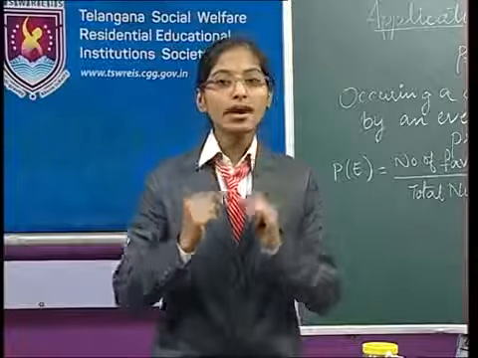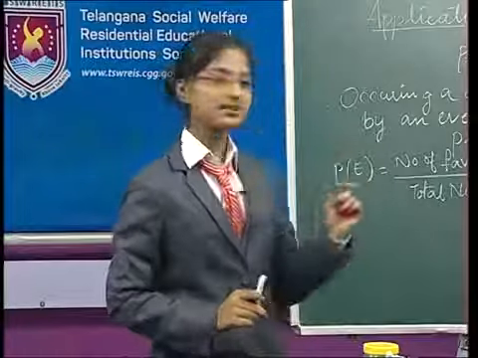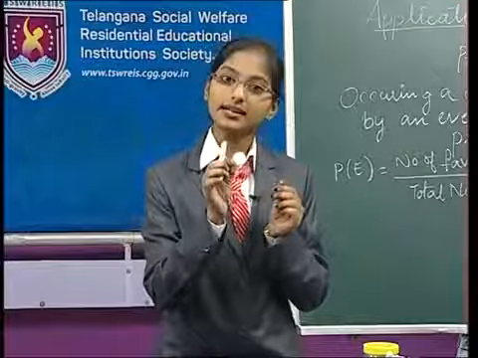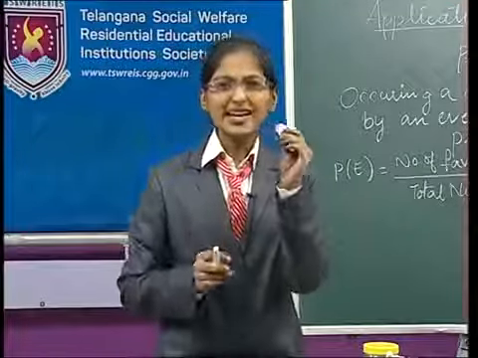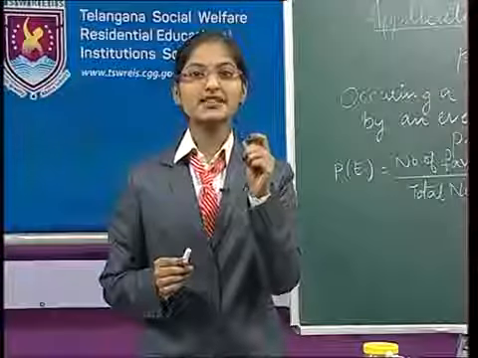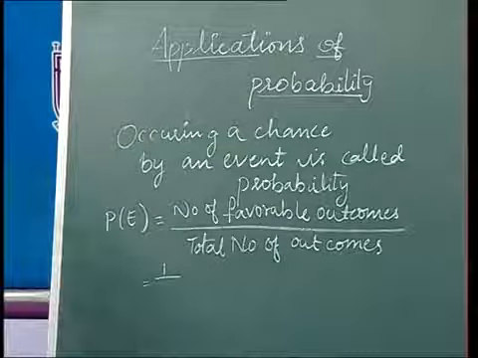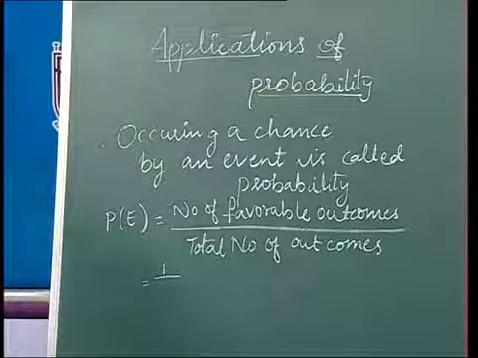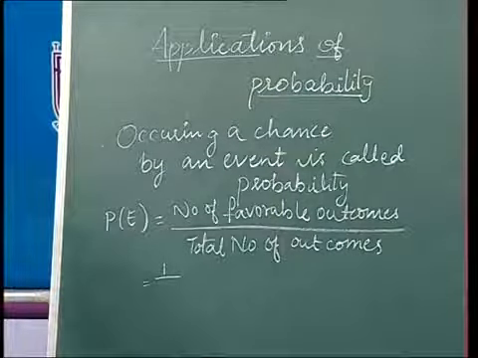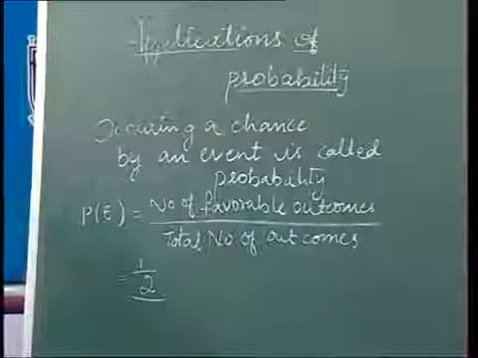So, how can we write the probability here? How many chances are there? Favorable chances are nothing but the chances which we want. Here we want the tail. So, how many tails are there for a coin? There is only one tail. So, 1 is the favorable outcome here. And how many total outcomes are there? There are 2 total outcomes. One is head and another one is tail. So, 1 by 2 is the probability for getting a tail.